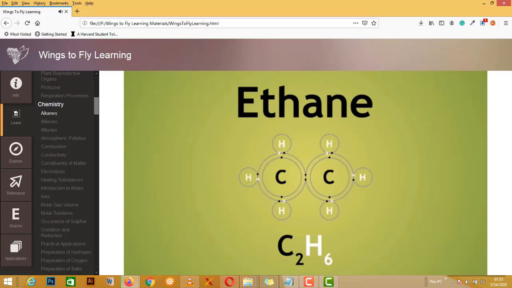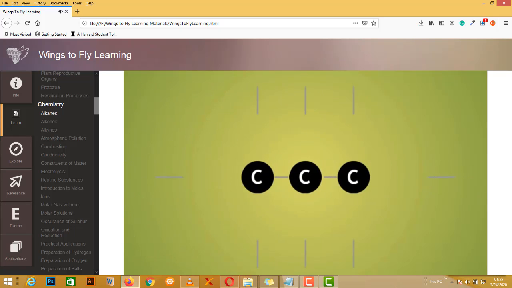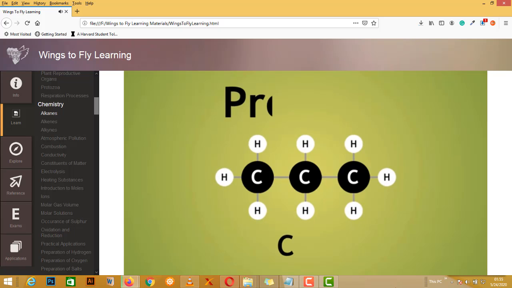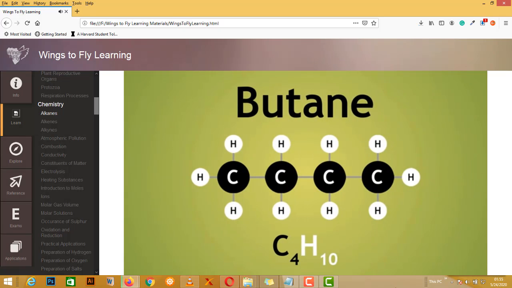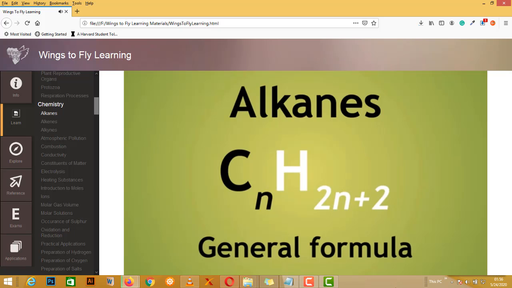Now we understand the way these molecules are bonded, we can show the next molecule in displayed formula, representing the covalent bonds simply with lines. Here is propane, followed by butane. This alkane series continues and follows the general formula CnH2n+2.